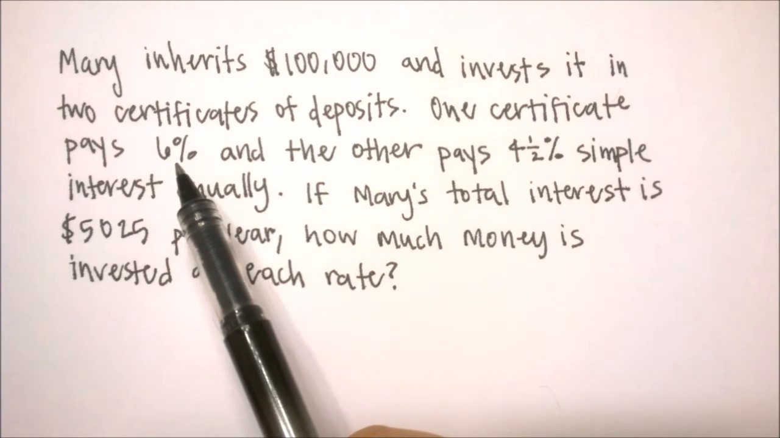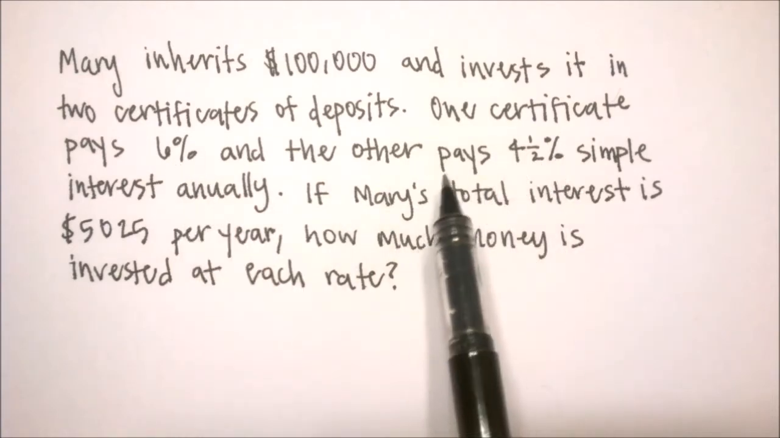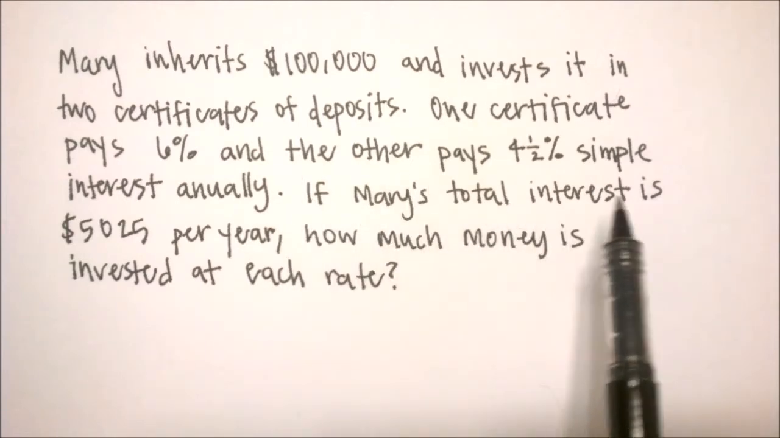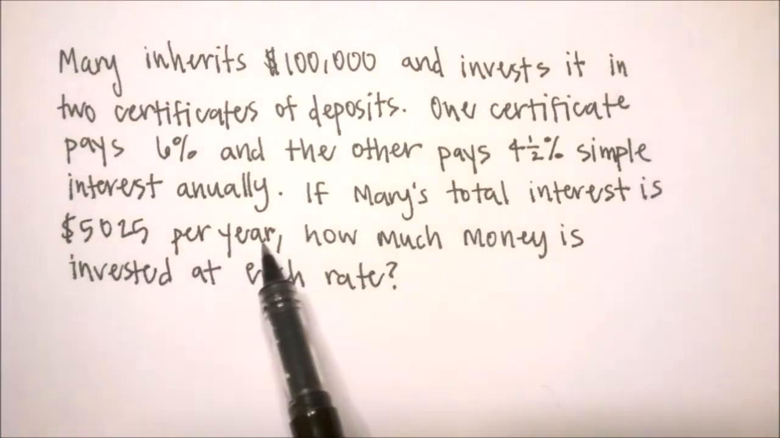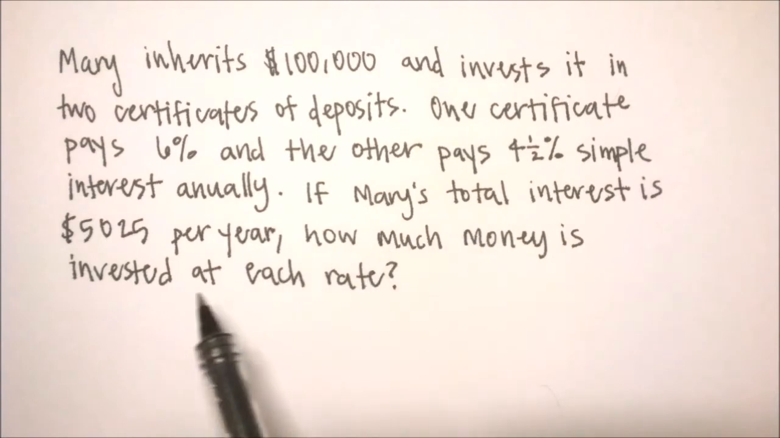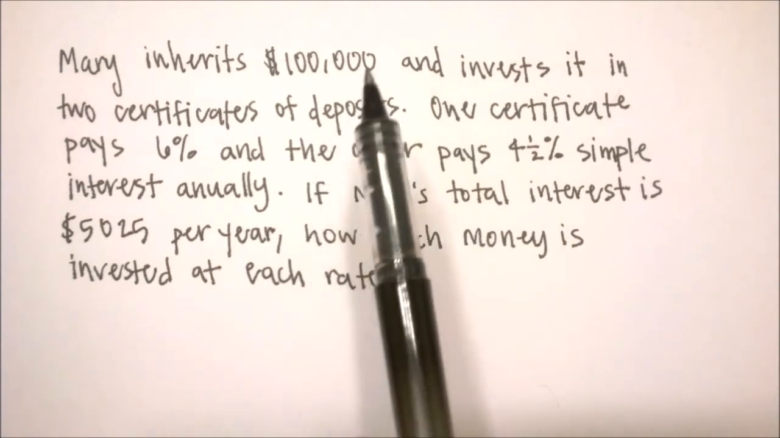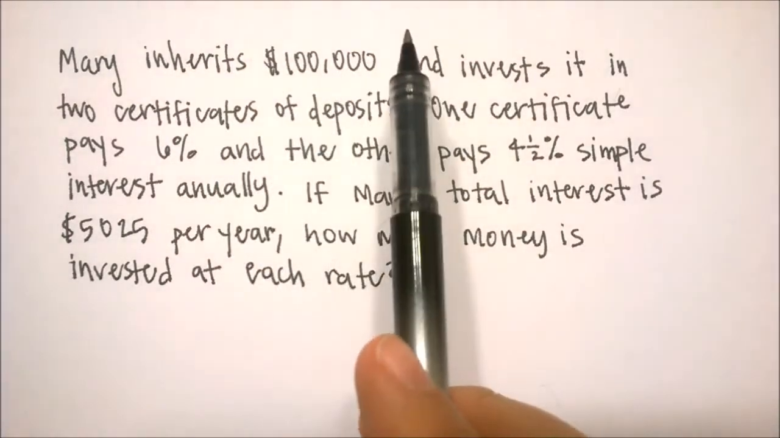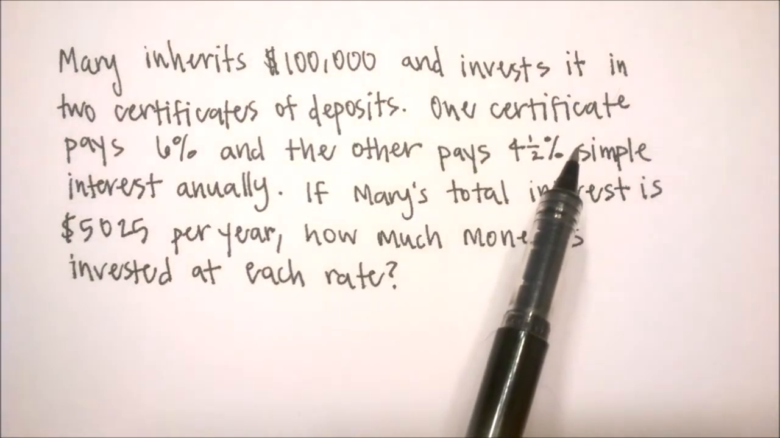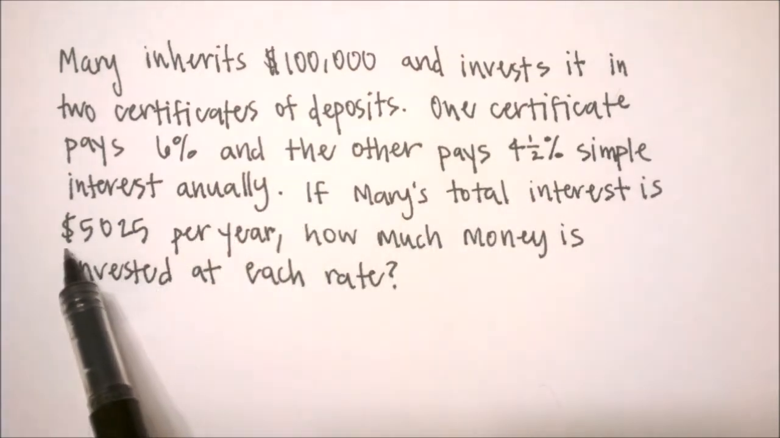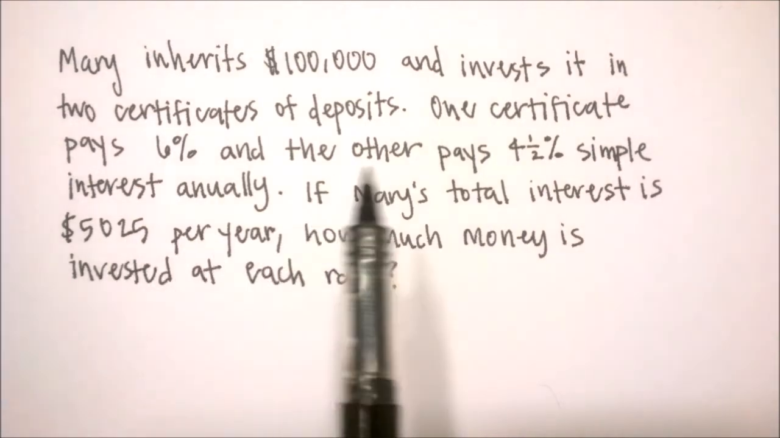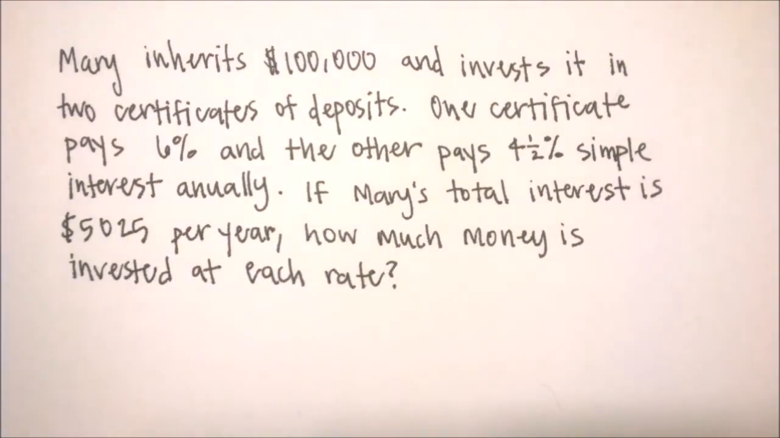So we know that this interest, 6% and 4.5%, is reoccurring every year. If Mary's total interest is $5,025 per year, how much money is invested at each rate? So we have some portion of $100,000 being invested at a 6% interest rate and a 4.5% interest rate. And after the whole year, she has earned $5,025 in interest.